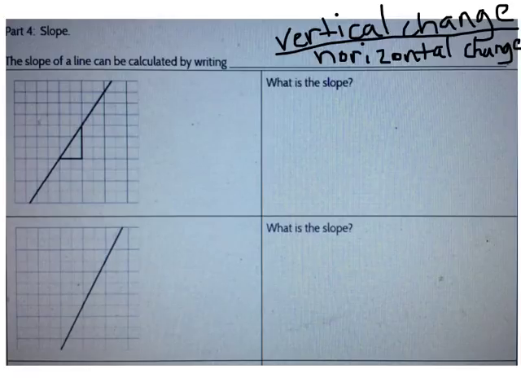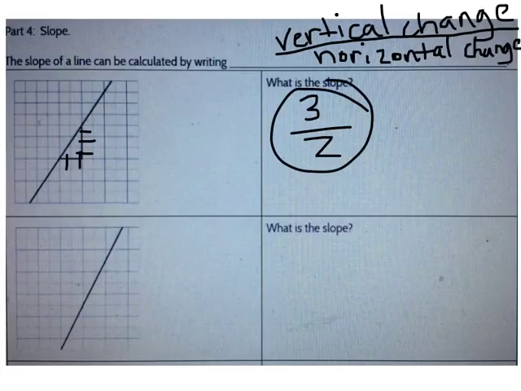To find the slope of this line, we can start by looking at the vertical change. What's the vertical change? It's 1, 2, 3. What's the horizontal change? It's 1, 2. So the slope is 3/2. Now let's look at another line.